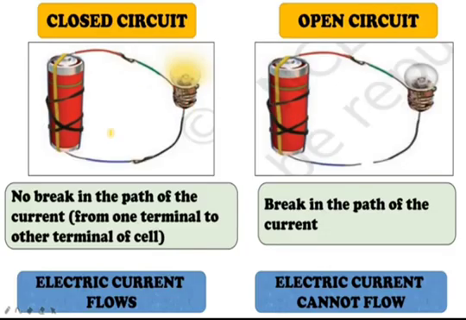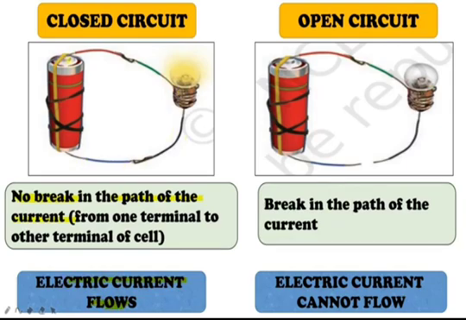Okay, there are two types of circuit. The one is the closed circuit. In a closed circuit, there is no break in the path of the current from one terminal of the cell to the other terminal. And what is an open circuit? There is a break in the path of the current. In an open circuit, electric current cannot flow, but in a closed circuit, electric current flows.